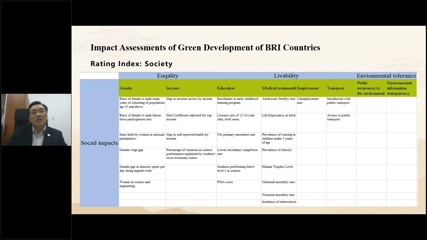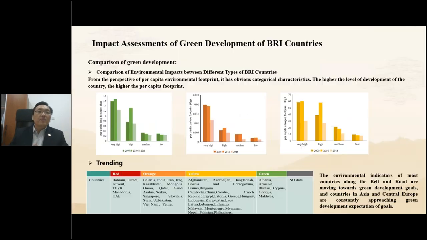So with all these impacts and indicators, we compare the environmental impacts between different types of BRI countries. From the perspective of per capita environmental footprint, they show obviously different characteristics. The higher the level of development of the country, the higher the per capita footprint. So we have three figures. The Y axes are different. The first is the land footprint. The second is the carbon footprint and the nitrogen footprint.